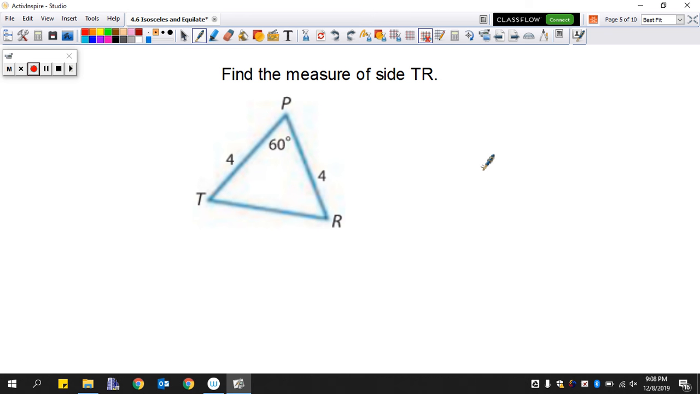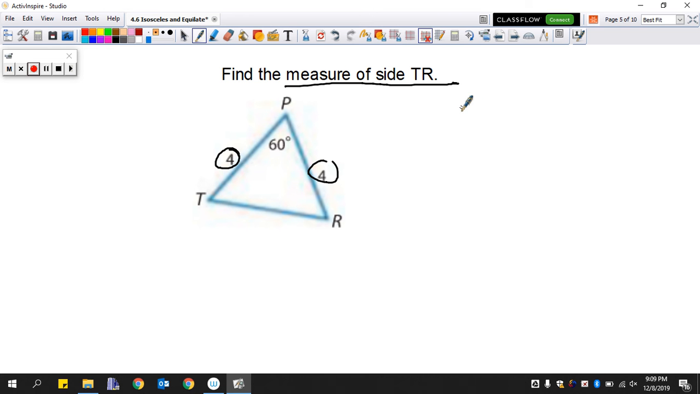Now on this triangle, once again, rather than just giving a congruency symbol, we're actually given the measures of the sides, and it says find the measure of the side TR. So we want to find the measure of this side down here. This is very similar to that very first example that we had done.